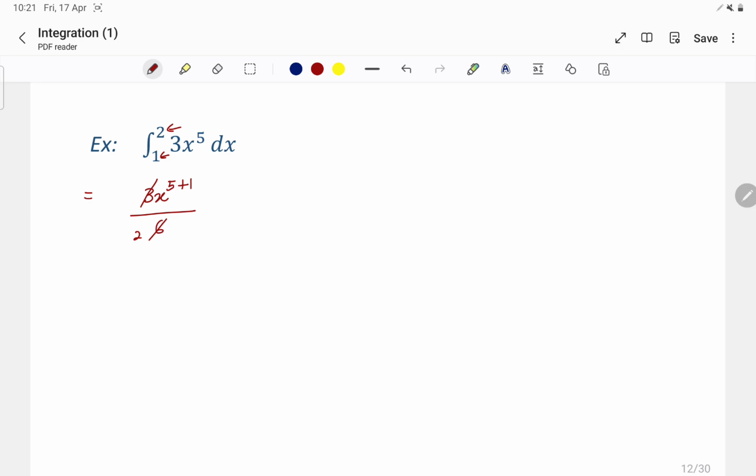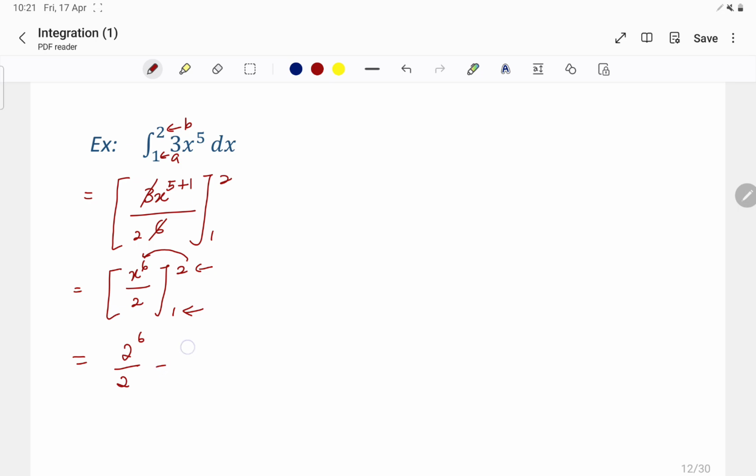Once you do this, do we have to put c? No need. Why? Because this is definite integral, so you have to put square brackets. And then you see upper and lower limit, this is your a, this is your b, so you put 1 and 2 like this. Then you're going to get x to the power of 6 divided with 2, from 1 to 2. This is your upper limit, you substitute 2 inside x, which is 2 to the power of 6 divided with 2. And then you minus with the lower limit, which is 1 to the power of 6 divided with 2. The final answer you're going to get is 31 1 over 2 unit square.